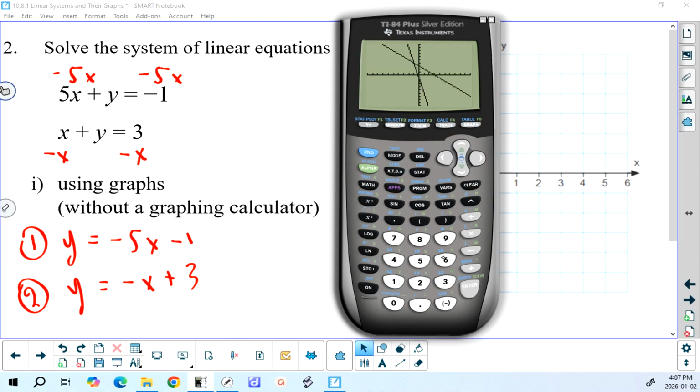To find the solution, all we have to do is go to the calculate menu, choose intersect, enter 3 times afterwards. So negative 1 comma 4 is the solution. What is the solution? X equals negative 1.